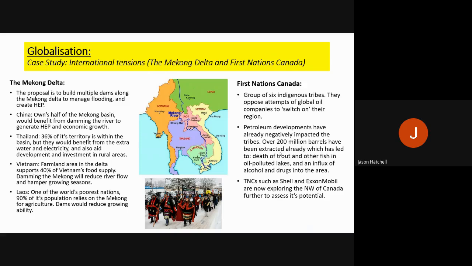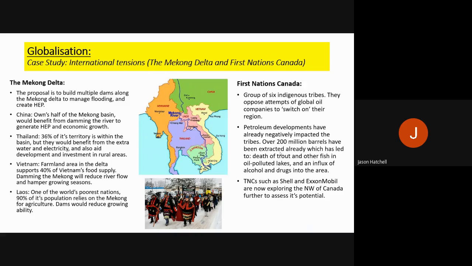Petroleum developments have already negatively impacted tribes there, with 200 million barrels of oil already been extracted, which has led to the death of some fish like trout, oil-polluted lakes, and an influx of alcohol and drugs into the area due to the wealth of some of the oil barons.